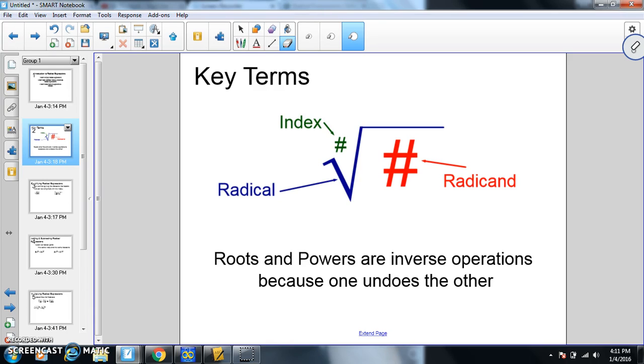So first, let's talk about what the radical is, and that's the actual blue sign is a radical. The index is the number that's on the outside of the radical, and the number that's on the inside of the radical is the radicand. So roots and powers are inverse operations, just like we talked about today in class, because one undoes the other.